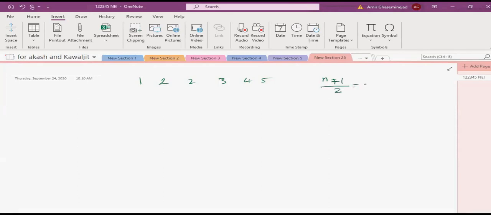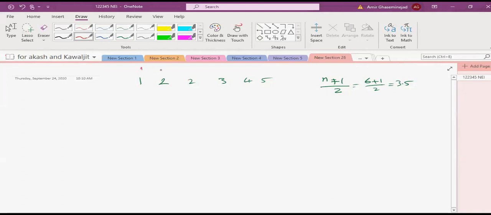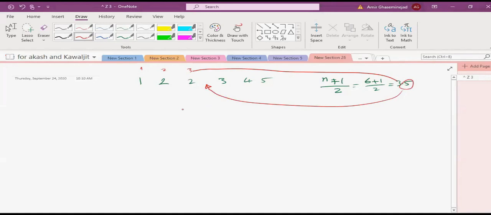And how many observations do we have? 6. 6 plus 1 divided by 2, and that gives me 3.5. So to find the median, I would go to the third observation, 1, 2, 3, and then I have to go halfway. Notice that this gives me the third observation, and then I have to go halfway between these two. So what is the median?